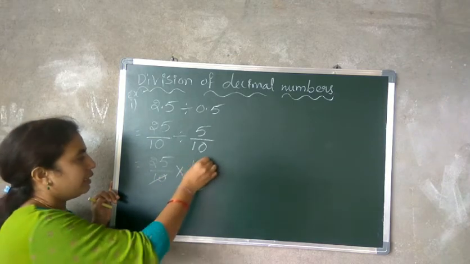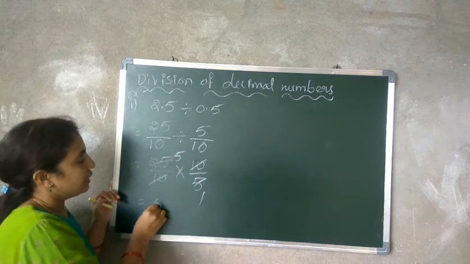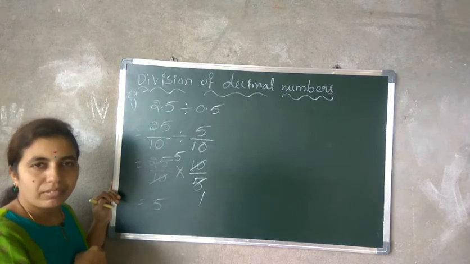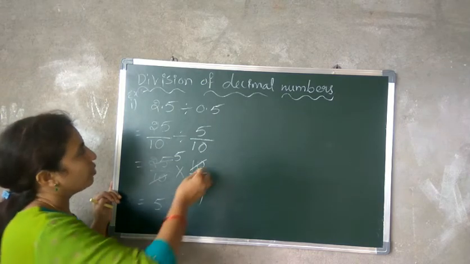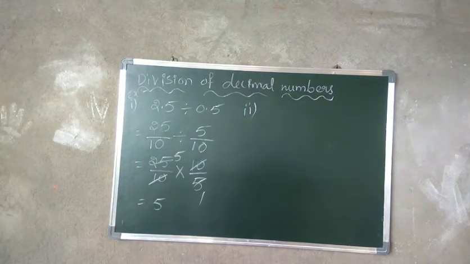Okay, so 10 will get cancelled. 5 ones are 5, 5 fives are 25. So what is the answer? Finally we got 5. Okay, same like this only. And one more, I'll explain one more.